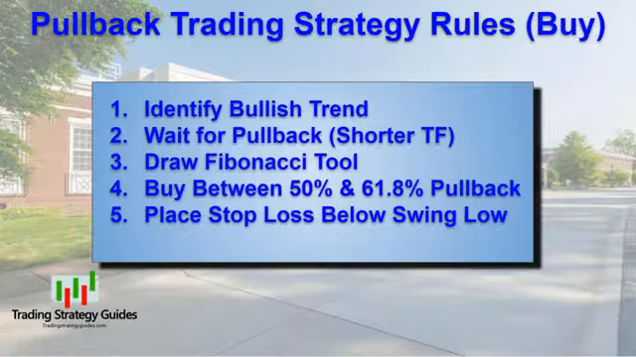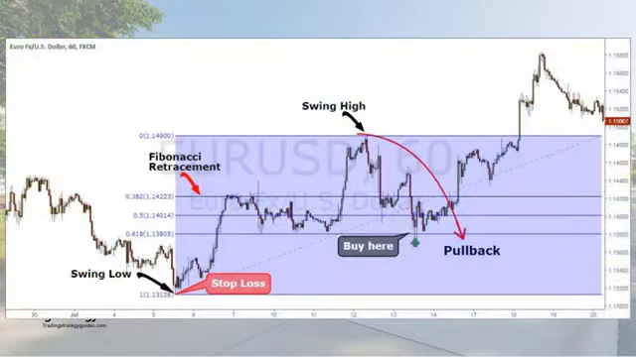Step 5, place the protective stop loss below the swing low. The last swing low used to draw the Fibonacci retracement levels can provide us with a very attractive place for our protective stop loss. Since a break below the last swing low will invalidate this trade, that's where we'll want to get out of it.